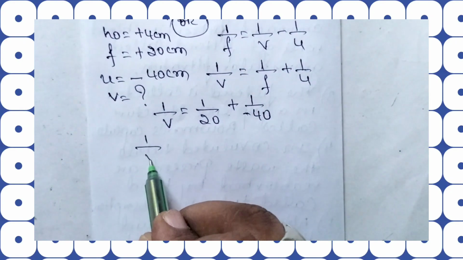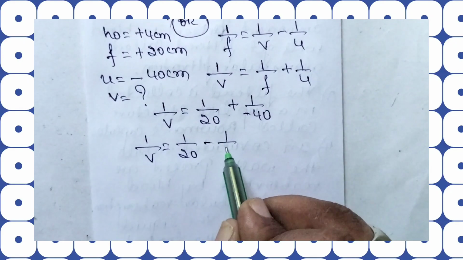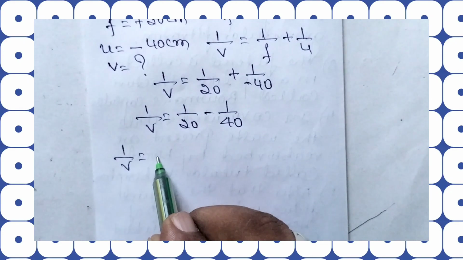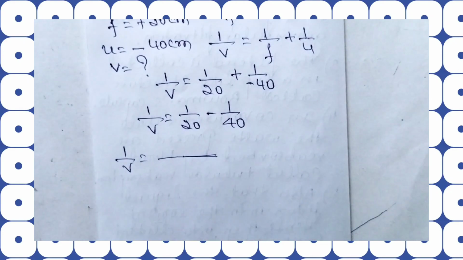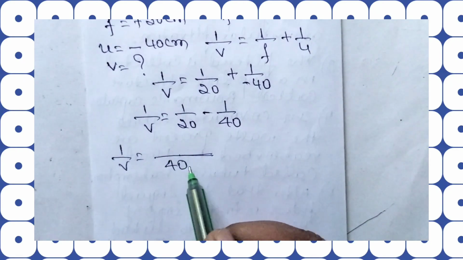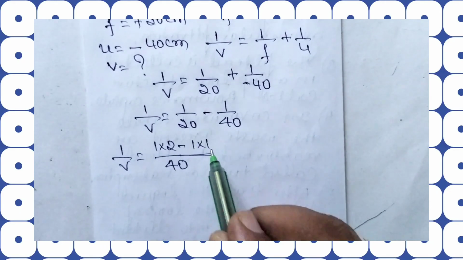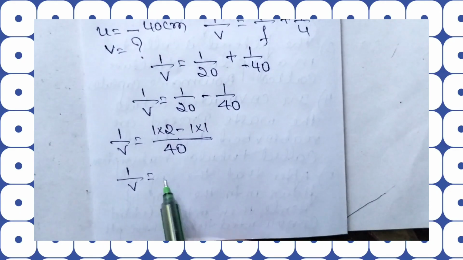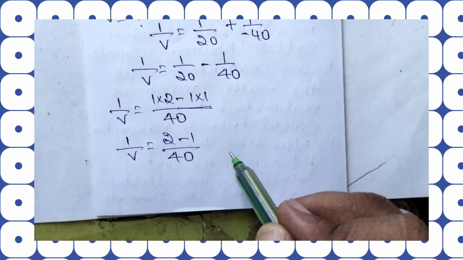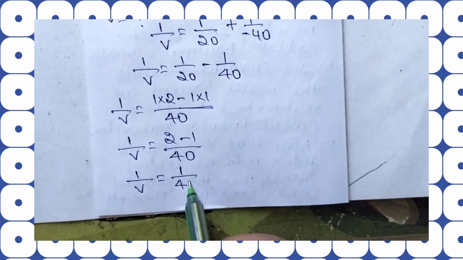So 1 over v is equal to 1 over 20 plus by minus is minus 1 over 40. So 1 over v is equal to, now let us take the LCM for 20 and 40. So LCM for 20 and 40 is 40. In 20 ones are 2s, in 40 ones are 1s. So 1 over v is equal to 2 minus 1 divided by 40. So 1 over v is equal to 1 over 40.